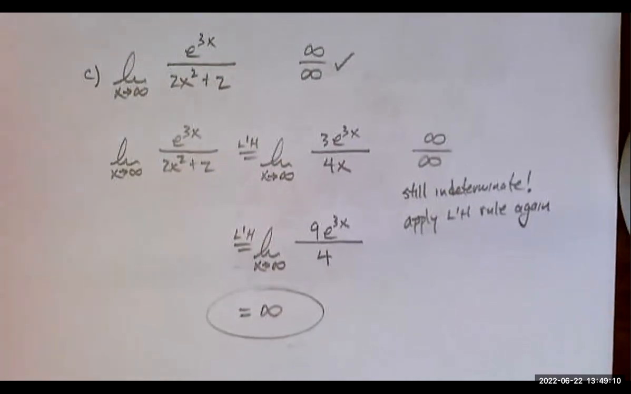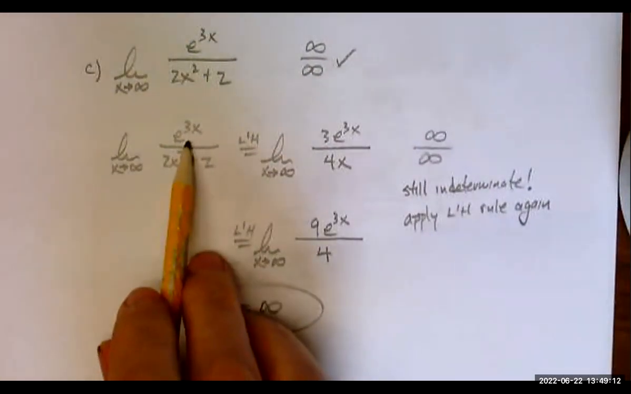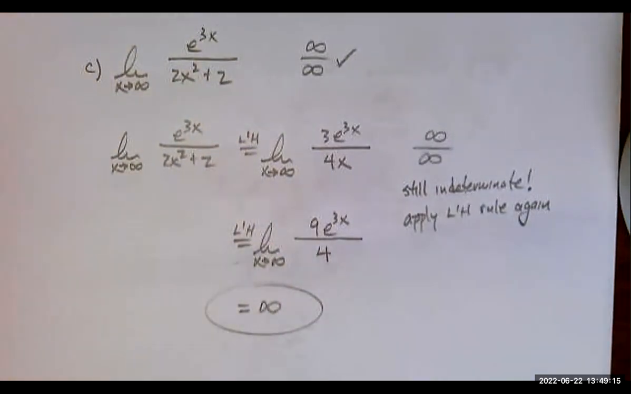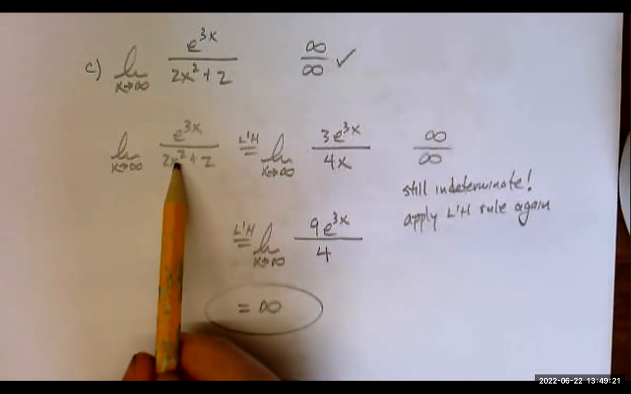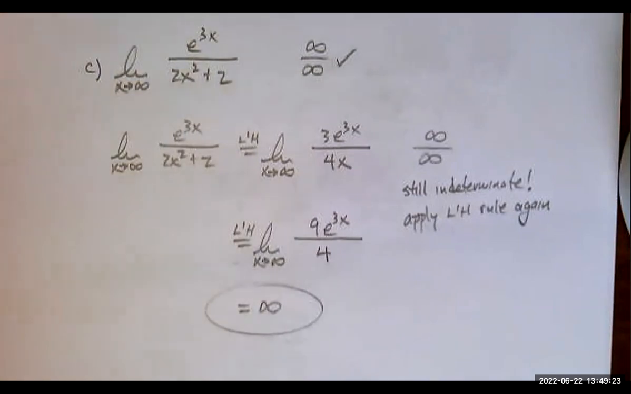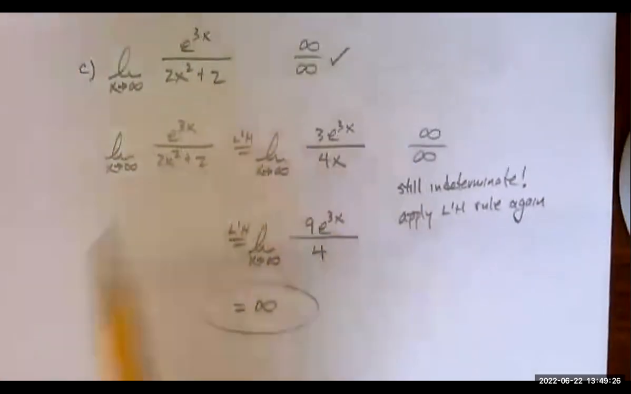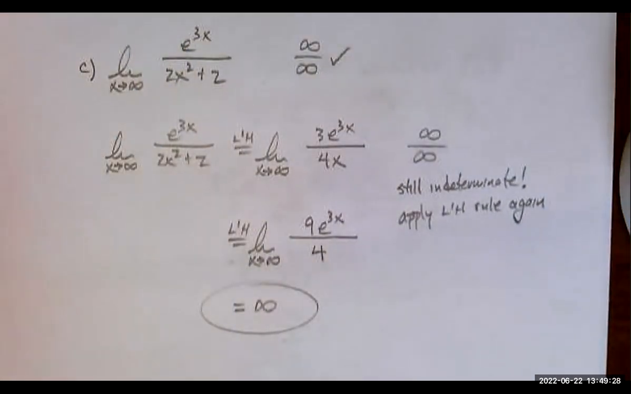So in the end, that e to the 3x in the numerator still won out. It was still going to infinity faster than 2x squared plus 2, even though we're now squaring the x. And so it's going quite a bit faster than it was before, still not enough to catch up with that exponential for sure. That exponential is getting bigger really, really fast.